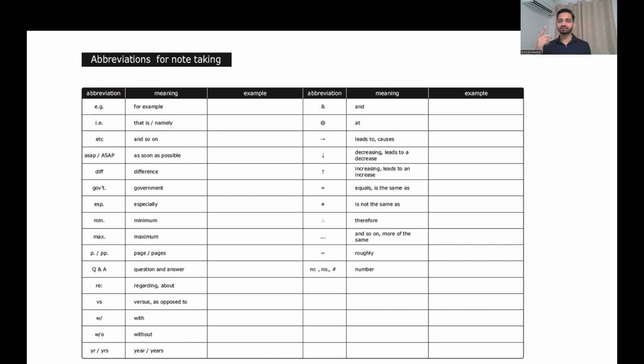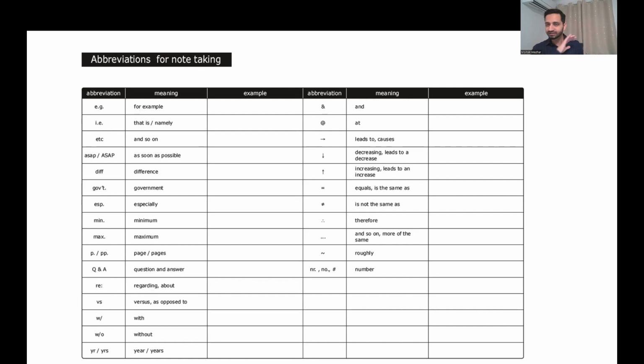The and sign you can use for and. The at sign you can use for at. Arrow sign on the right hand side, right arrow, you can use for leads to or causes. Down arrow you can use for decreasing, leads to decrease. Upward arrow you can use for increasing, leads to increase. Equal to you can use for equals or is the same as.